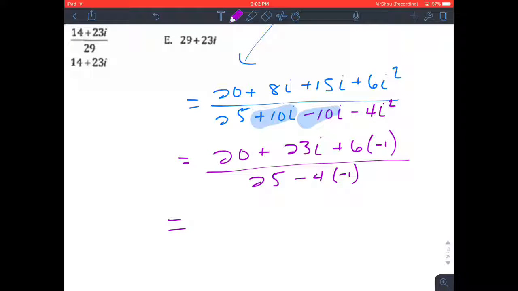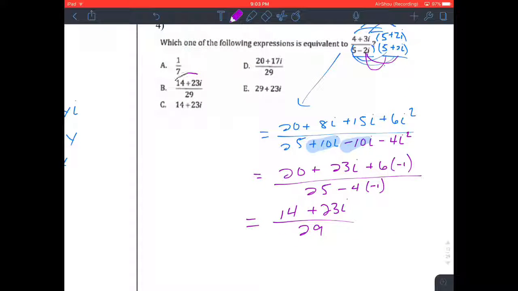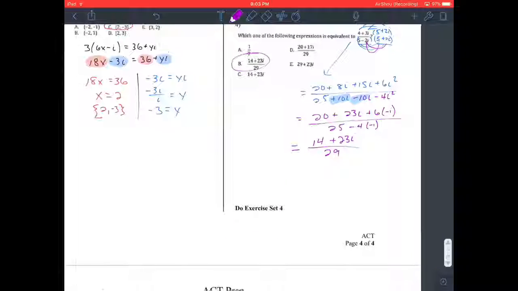We're getting close. So this here is a negative 6. Negative 6 plus 20 is 14. Plus 23i is not like terms. 25 minus a 4 times negative 1 is like 25 plus 4, which is 29. So we're looking here at answer B, 14 plus 23i over 29.